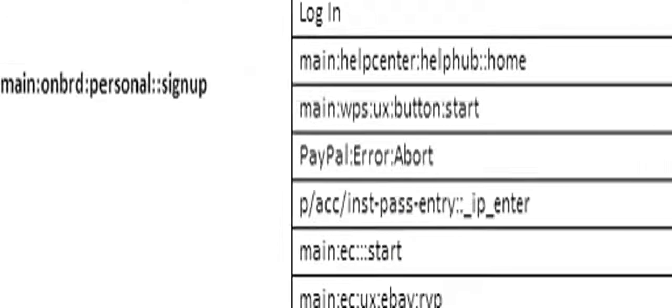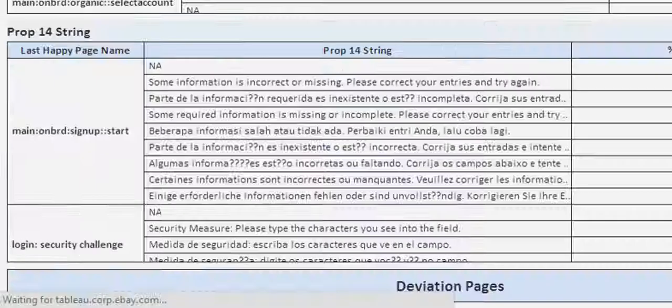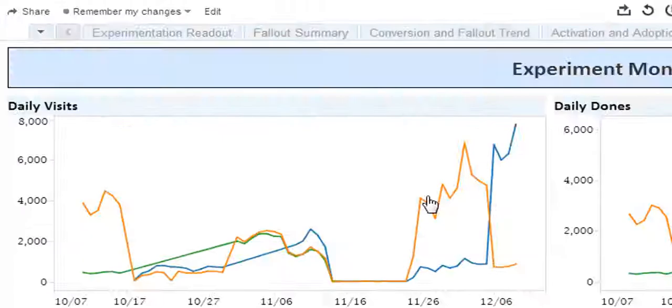Moving on to another level, this is a fallout summary where an analyst can understand how or where the users drop off and what are the reasons behind it. So we see here there are about 6 different reasons why users can fall out during the onboarding flow, such as there could be an error or they can deviate.